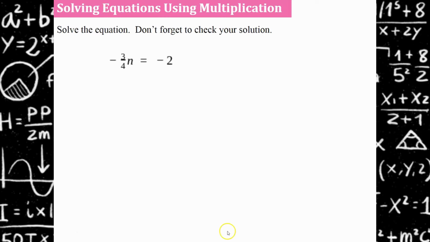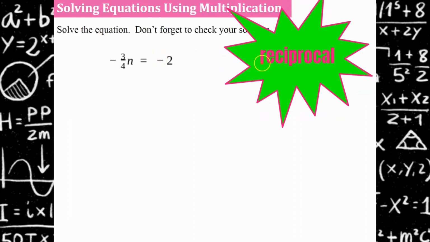All right, let's try another example. Often students get confused with this. We have -3/4 multiplied by n is equal to -2. So here's the magic. We need to remember the word reciprocal. We're going to multiply both sides of this equation by the reciprocal, because when you divide, often students learn to keep, change, flip, or multiply by the reciprocal.